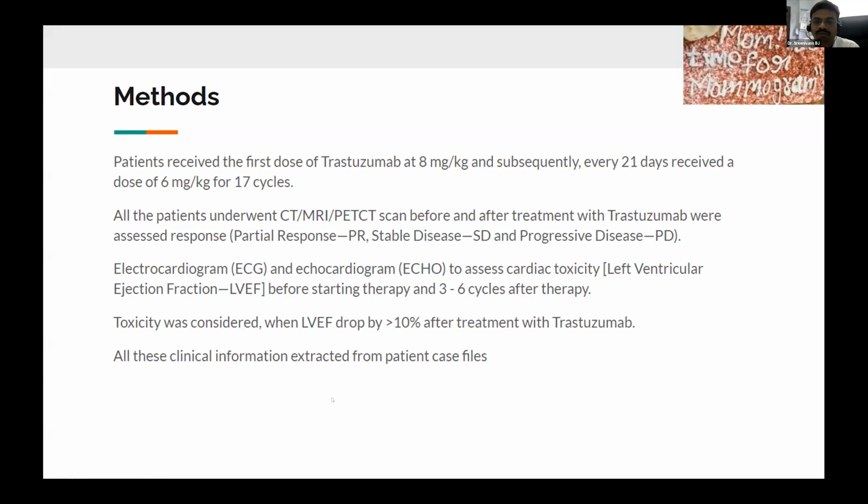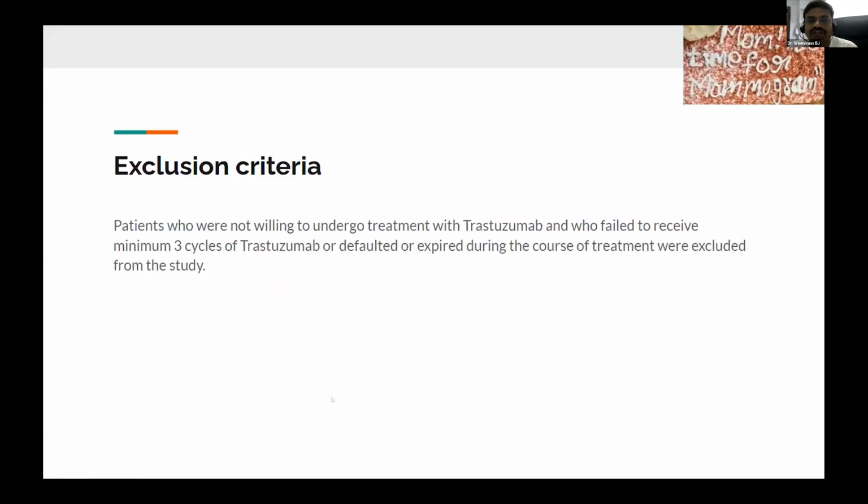All this clinical information was extracted from the patient case files. The exclusion criteria, along with other standard exclusion criteria: patients who were not willing to undergo treatment with trastuzumab, who failed to receive a minimum of 3 cycles of trastuzumab, or defaulted or expired during the course of treatment were excluded from the study. At least 3 cycles should have been completed to evaluate the response. Only those patients were included in this study.